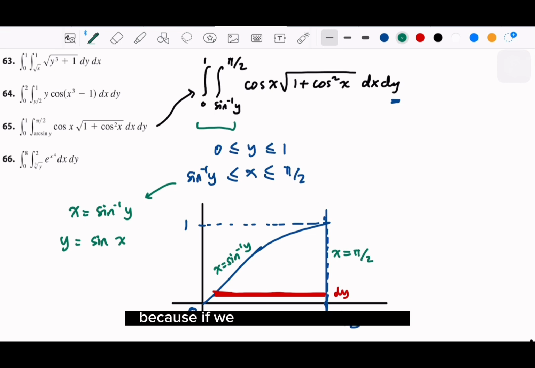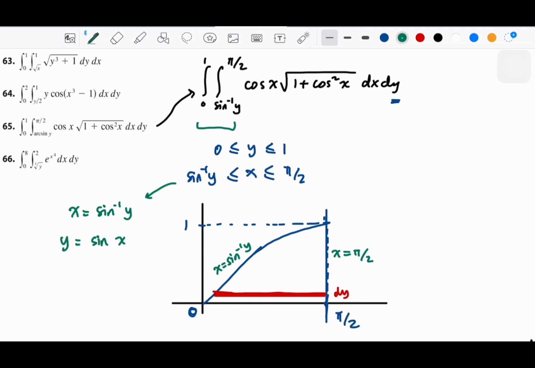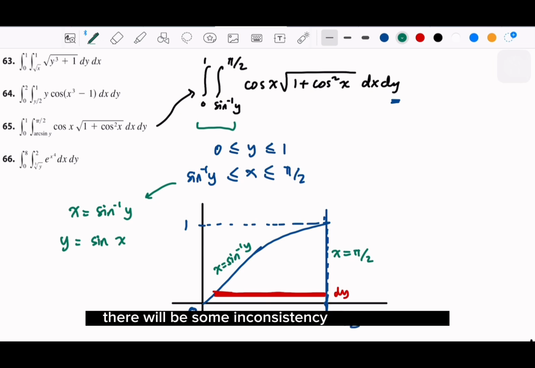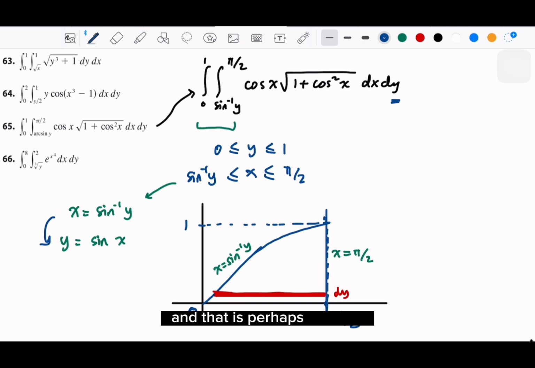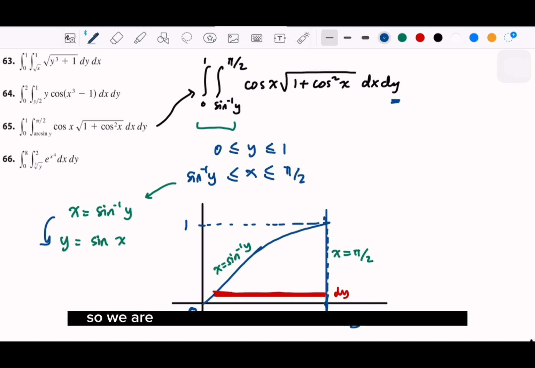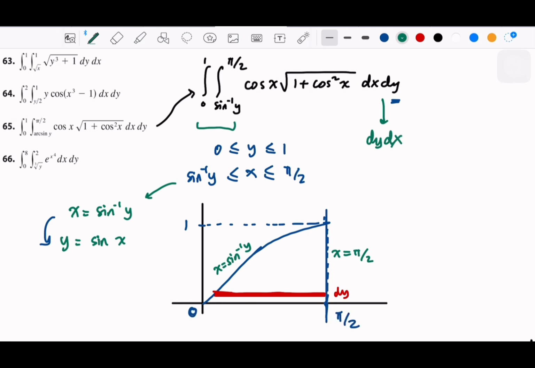Because if we use this part of the area, there will be some inconsistency for this pi over 2. Okay, as I mentioned, x equals sine inverse y, we could exchange to y equals sine x, and that is perhaps our clue. So we are going to change this dx dy to dy dx.